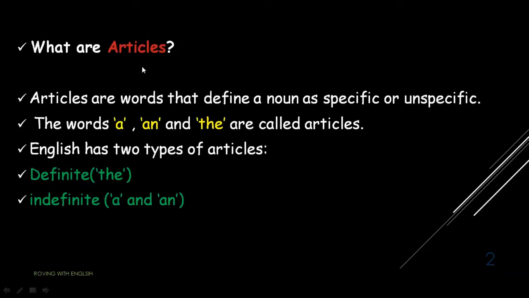So what are articles? Well, they are words that define a noun as specific or unspecific. The words a and the are called articles. And there are two types of articles in English: definite and indefinite. Definite is the, and indefinite articles are a and an. In today's video, we will be only learning about definite articles.